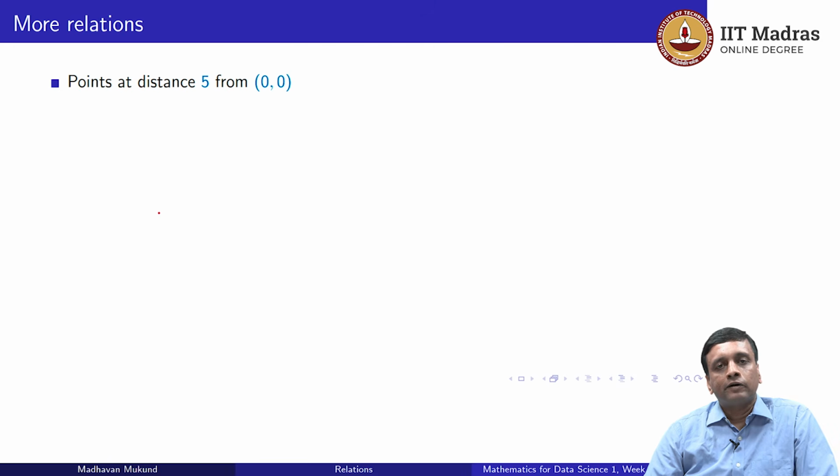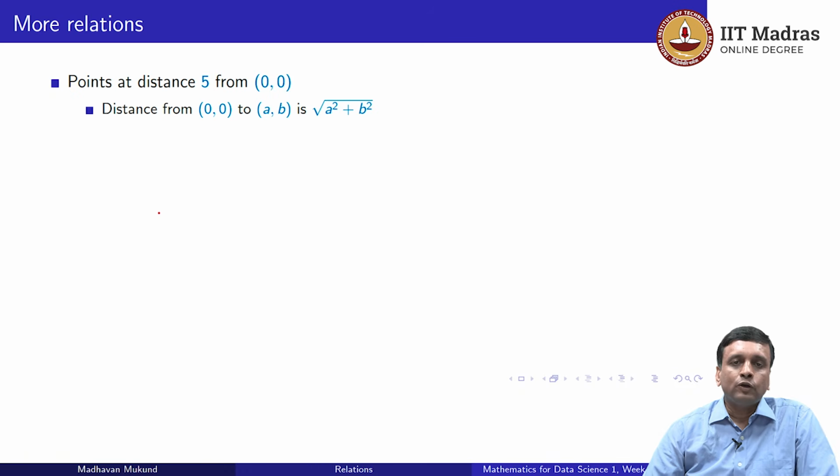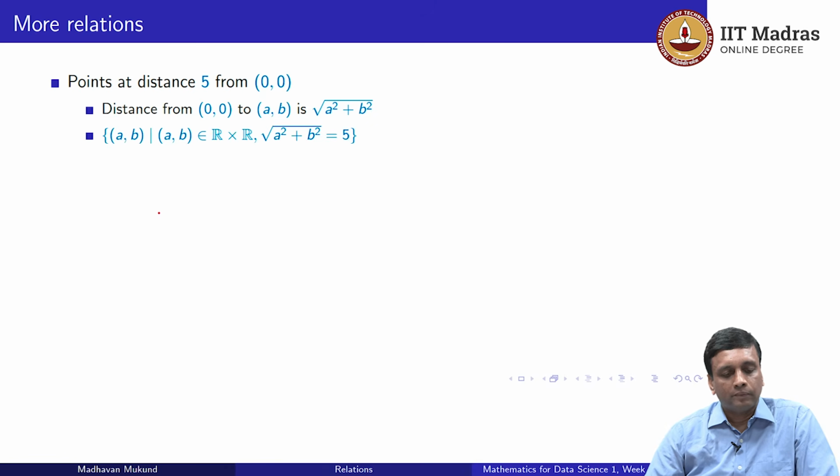So let's go back to our numbers. So supposing we want to plot all points which are in R cross R, which are at a distance 5 from 0 comma 0, which is normally called the origin. So one thing you need to know for this, probably you should have learned this at some point, is that if I take a point A comma B and calculate its difference from 0 comma 0, this is calculated using the Pythagoras theorem, and it comes out to be square root of A squared plus B squared.